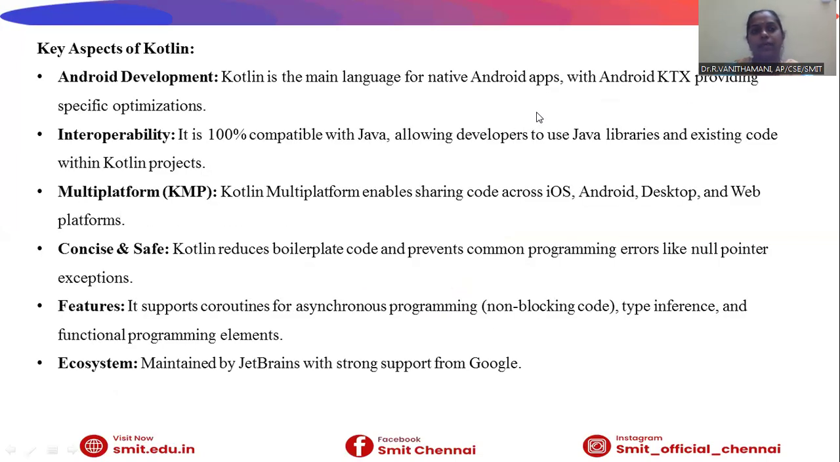Now we see the key aspects of Kotlin: Android development, interoperability, multi-platform, consistency, features, and ecosystem. Android development means Kotlin is a main language for native Android applications, with Android KTX providing specific optimizations. Interoperability means it is 100% compatible with Java. Multi-platform means it supports more than one platform, enabling code sharing across iOS, Android, desktop, and web platforms.